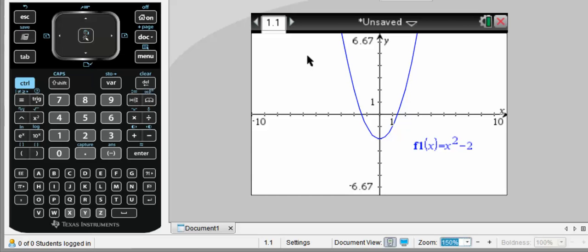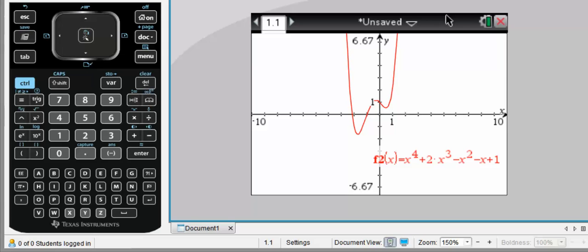Let's take a look at that next one. For this next function, we have f of x equals x to the fourth power plus 2x cubed minus x squared minus x plus 1. We again have the ends of the polynomial increasing towards infinity as we move to the right and to the left. So just like the first example, the ends of the polynomial are increasing as we move to the right or to the left. Let's take a look at that last example of an even degree polynomial.